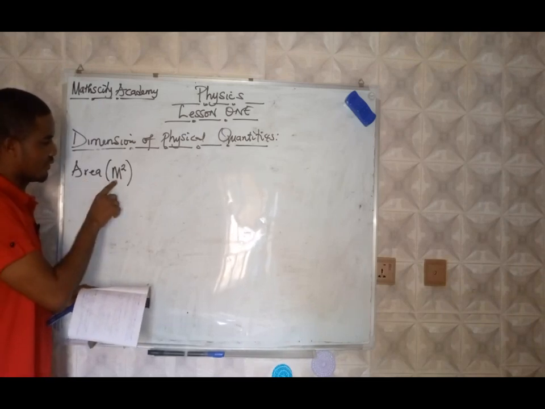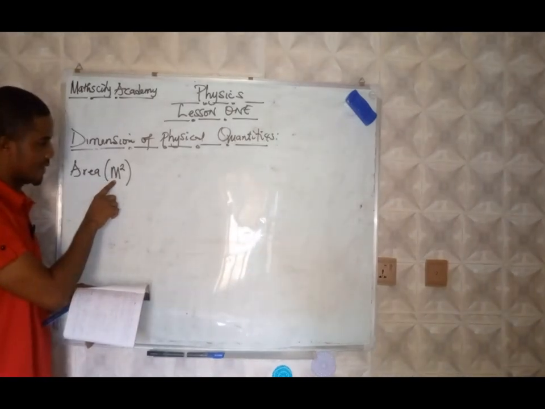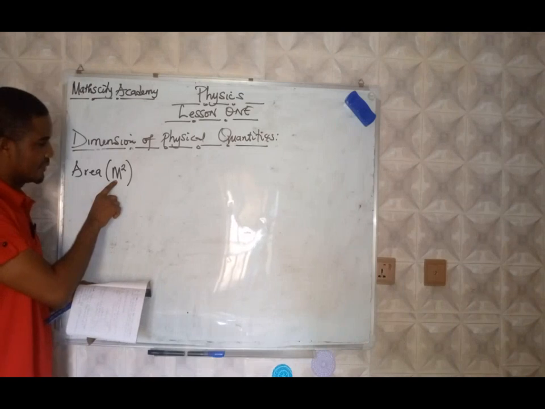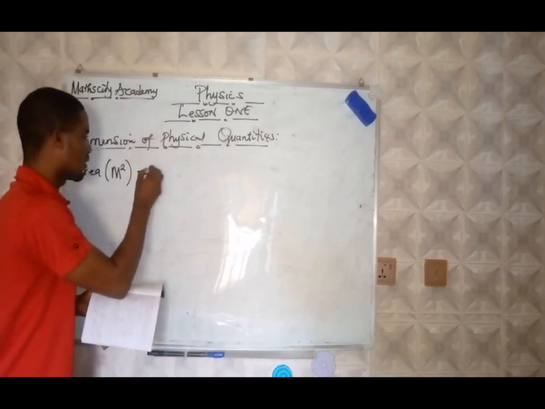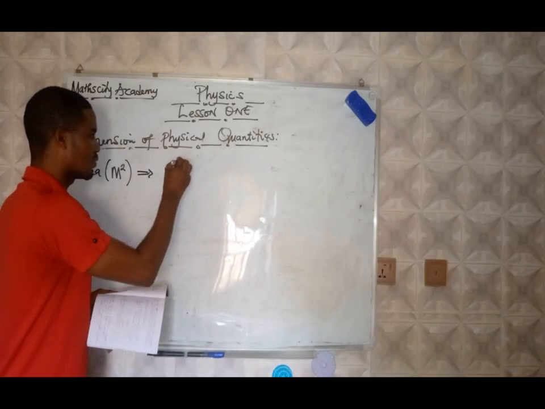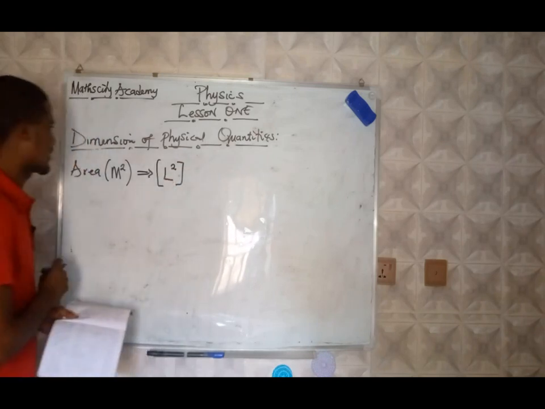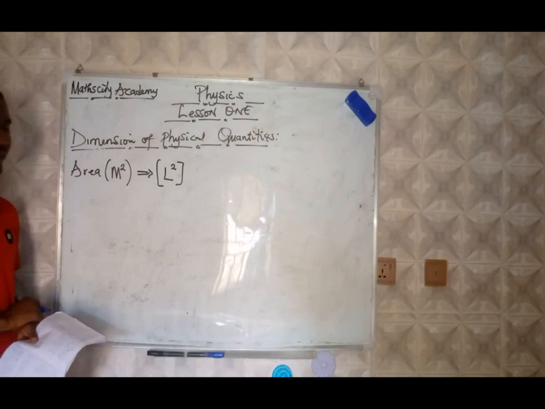I will go to this unit of measurement, meter. I will now ask myself, in the basic fundamental, which of them can be allocated to meter? We say that it is length. So the dimension of area becomes length square. This becomes the dimension for area. I believe that was very clear.